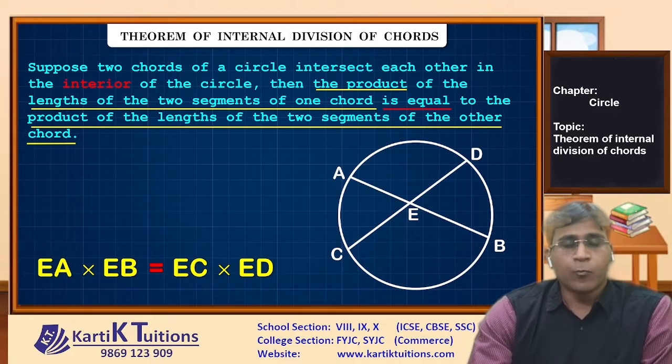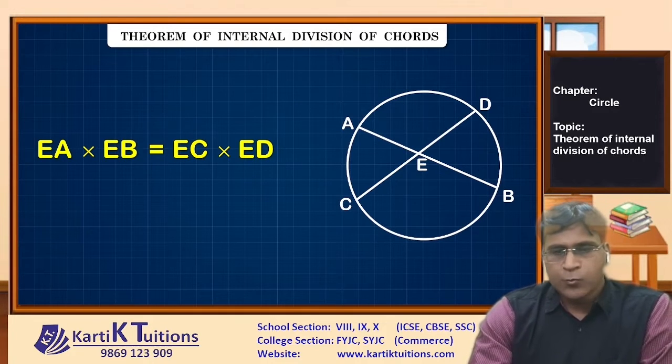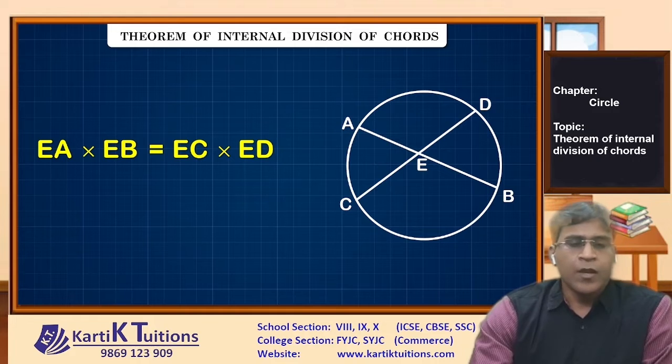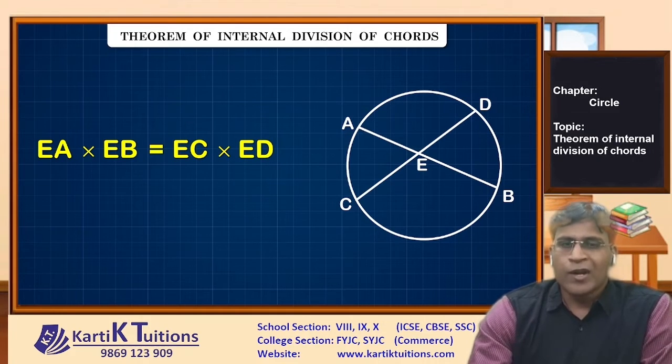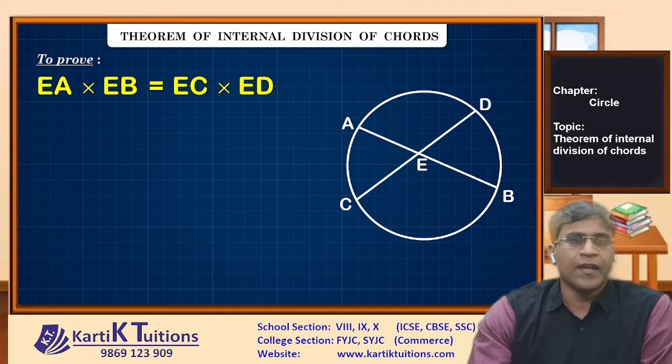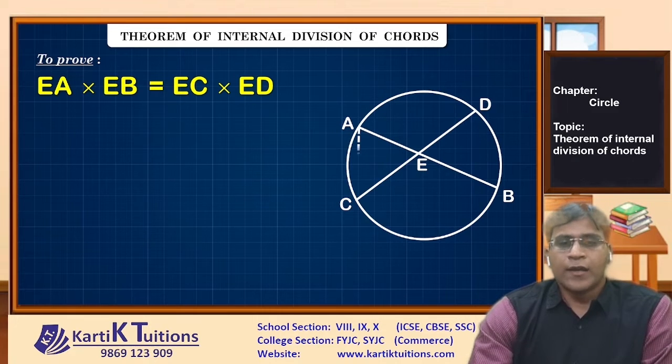Now let's have a look at the proof of it. Usually this proof doesn't come in an exam, but they can ask you as a sum. So instead of taking it as a theorem, you can take it as a sum, and then you will not find it difficult to keep it in your mind. So let's start. We are supposed to prove EA into EB is equal to EC into ED. This cannot be done without the help of construction. So the construction is join AC and DB.